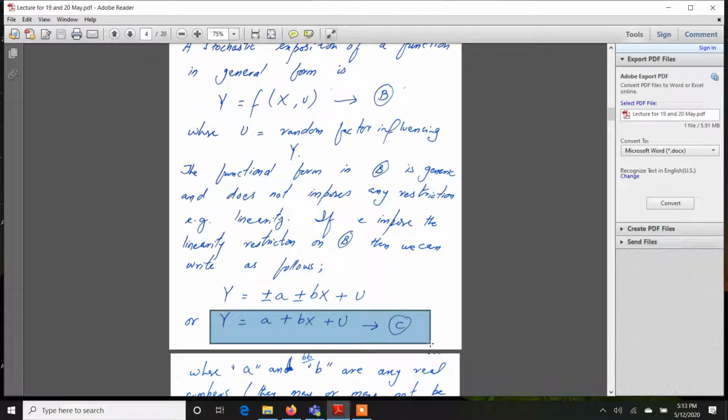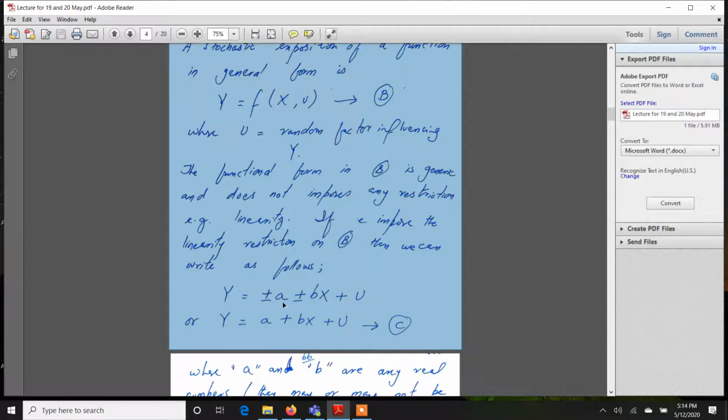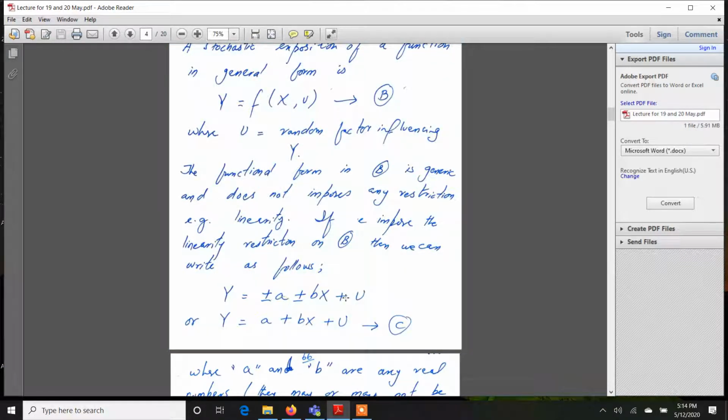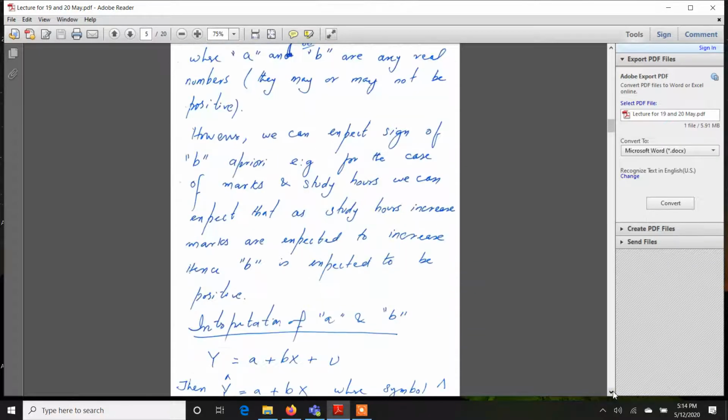Both are the same. It's just that in the first form we have written that a could be positive or negative. In this form we have written that a and b are any constants, so that means they could be positive, they could be negative as well.